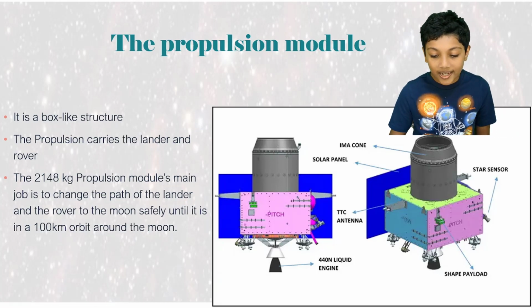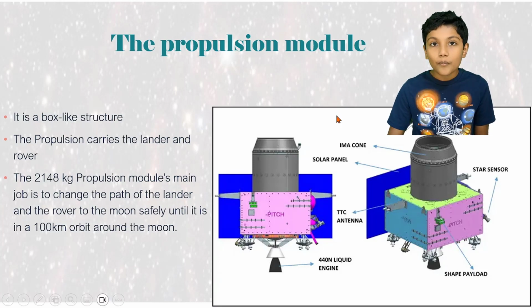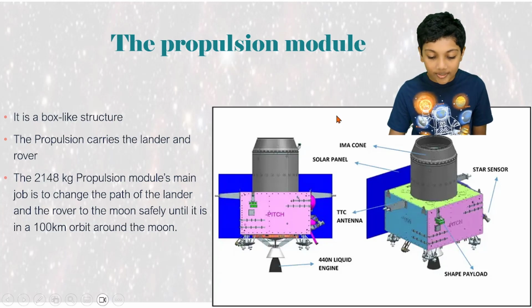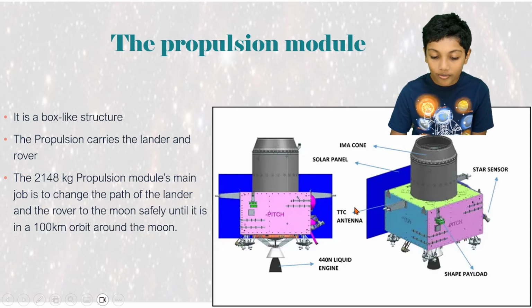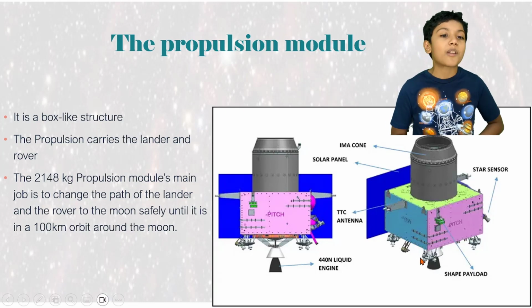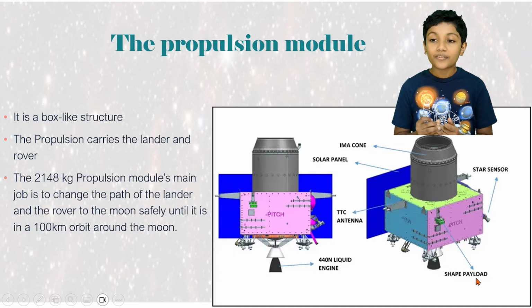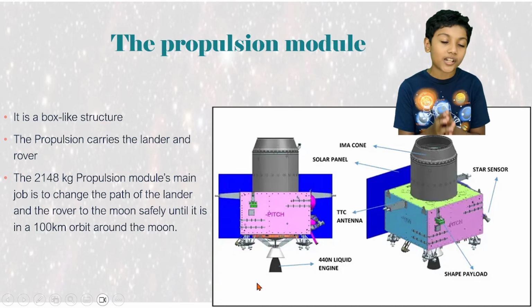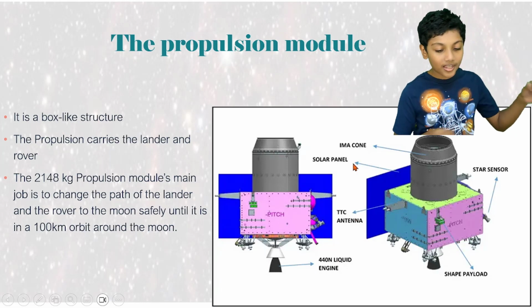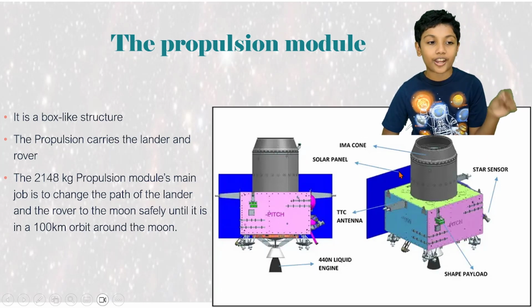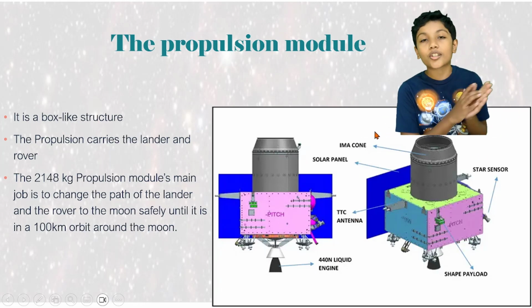And as you can see, it has a lot of gadgets and stuff, like the payload, the sensor, the engine, the antenna, the cone, and of course the solar panel that helps charge everything here, because everything, the propulsion module, the lander, and the rover, needs electricity.